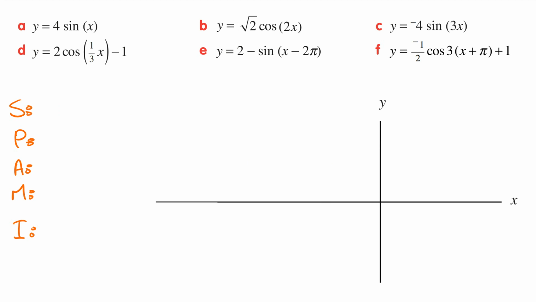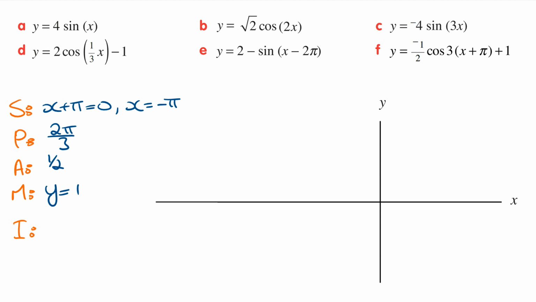Part F, y is equal to minus a half cos 3 times x plus pi plus 1. For the starting point, we let whatever's inside the brackets equal 0 and then solve for x. And so x plus pi is going to be 0. Solving for x, x is equal to minus pi. The period is going to be 2 pi on 3. The amplitude is going to be a half. The midline is going to be the constant that's added to this function, and so this is going to be the line y is equal to 1.